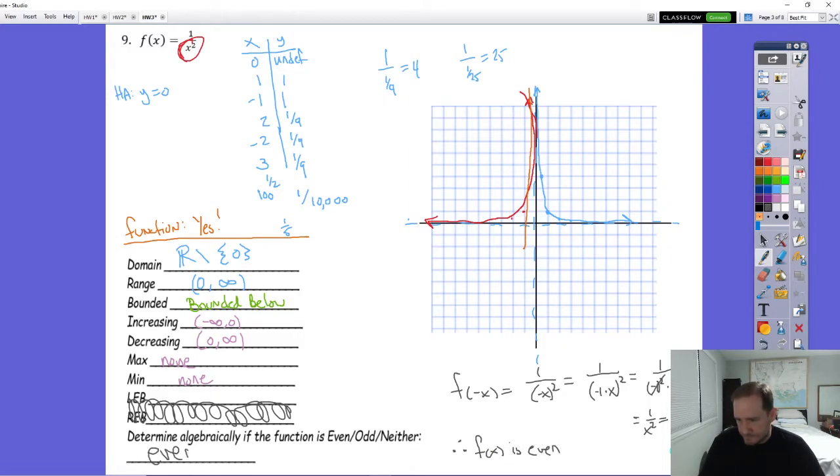So again, remember, it specifically says you must do it algebraically. So don't make an appeal to the graph. Don't show me specific data points. You have to prove it to me generically. And that's it.